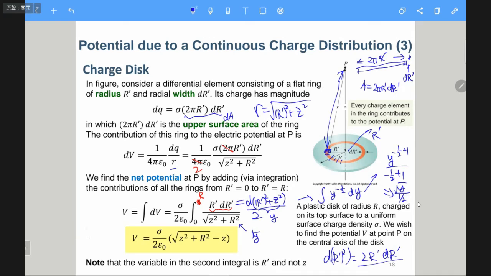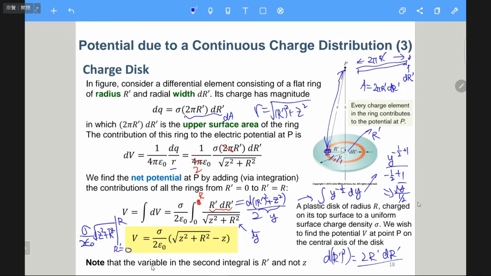So it is like sigma over 2 epsilon naught times z squared plus the square root of c squared plus r squared, and then we evaluate from r prime from 0 to capital R. So we just plug in r prime equals R. We have the square root of c squared plus R squared, which is this term. And then we also substitute r prime equals 0. So it becomes the square root of c squared, which is z. So we have this expression.